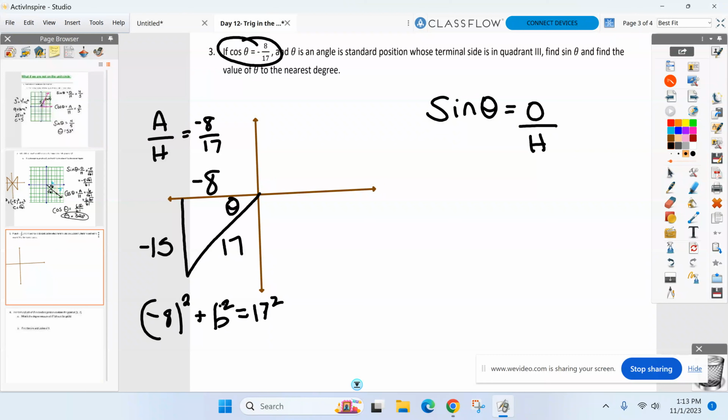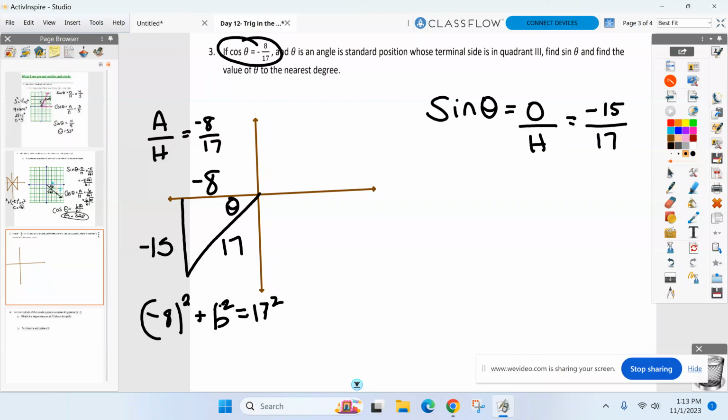Every triangle has 180 degrees. All right, so here you go. Fill it in now. Opposite. Negative 15 over 17. Now look, if I forget to put the negative on the 15, my answer is going to be positive. Why is that incorrect? I'm in quadrant 3 and finding sine. I know it's got to be negative. And then I'm just finding theta now.